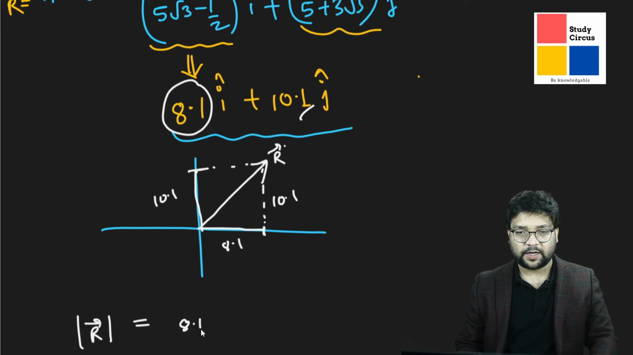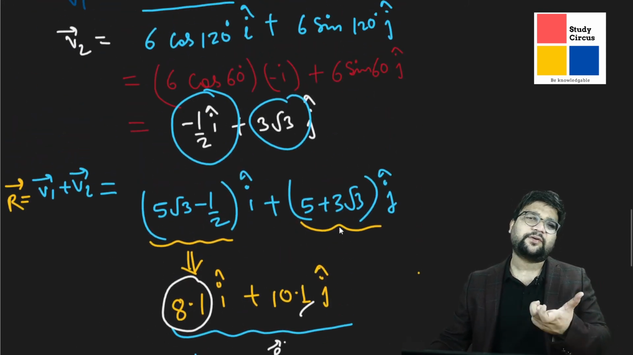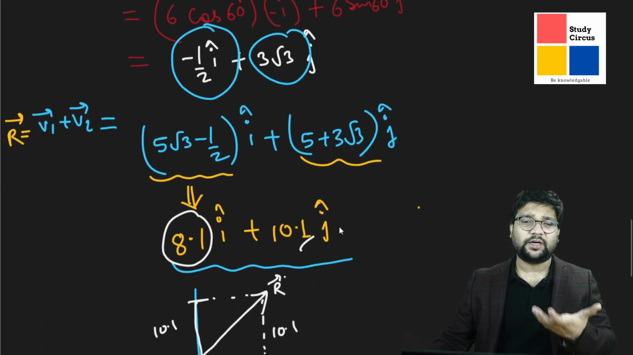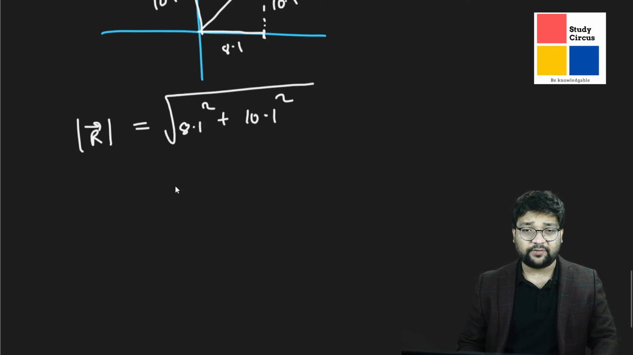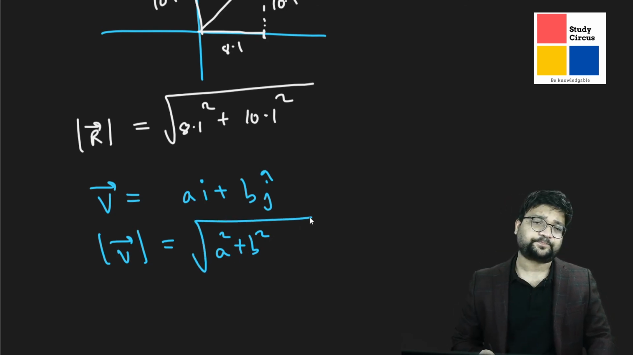The magnitude is root of 8.1 square plus 10.1 square. So obviously for any vector in the i cap, j cap form, you can use the Pythagoras theorem to get the magnitude. For any random vector v equal to a i cap plus b j cap, the magnitude of the vector becomes the square root of a square plus b square.